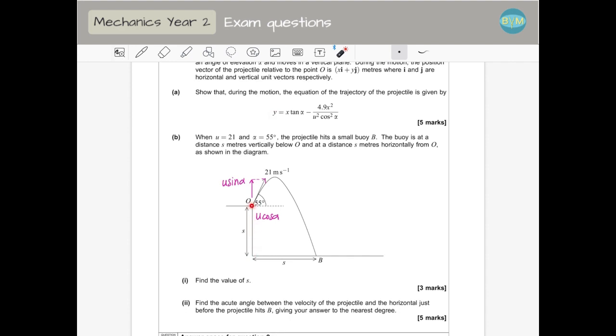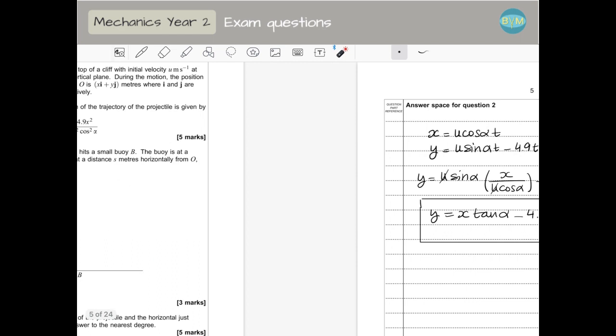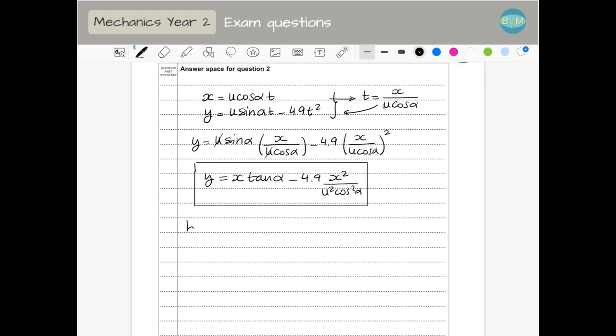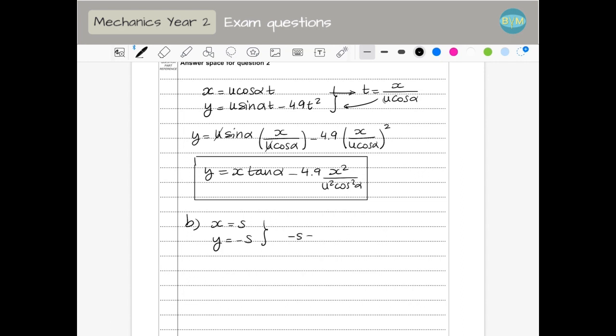This is the origin, so this s down is going to be minus s, and the x is going to be s. So we are just going to substitute in our trajectory equation the x by s and the y by minus s. If we substitute here, we have minus s is s tan 55 minus 4.9 s squared divided by u squared, which is 21 cos square 55.